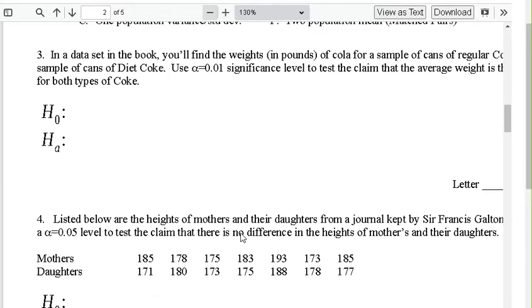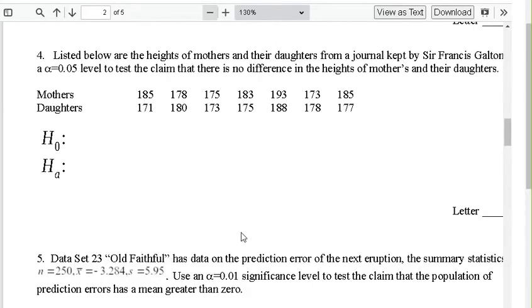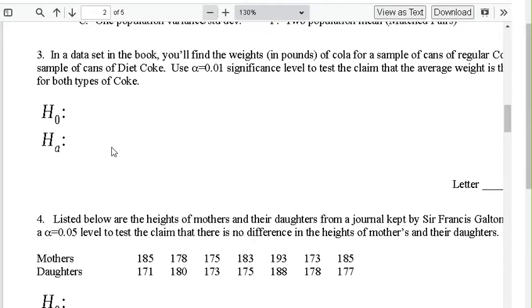Let me scroll down to, say, let's do this one. Now, they're not always going to come right out and tell you what parameter you're testing. You kind of got to use your intuition to figure things out. So it says, in a data set in the book, you'll find the weights in pounds for a sample of cans of regular Coke and for a sample of cans of Diet Coke. Use a 1% significance level to test the claim that the average weight of these cans is the same for both types of Coke. First of all, one population or two populations?